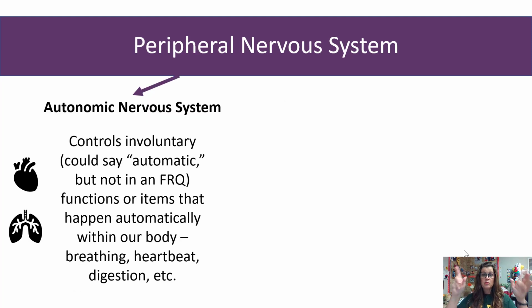And then you have the peripheral nervous system, and this is where it gets a little more detailed. The first thing we need to look at is the autonomic nervous system. Don't get it confused with automatic. While it's similar, you would not want to use the term automatic in an FRQ. The autonomic nervous system controls your involuntary functions, things that happen automatically without your body.